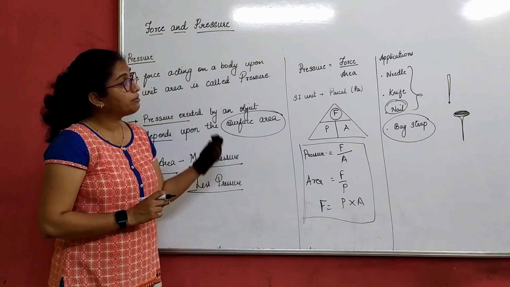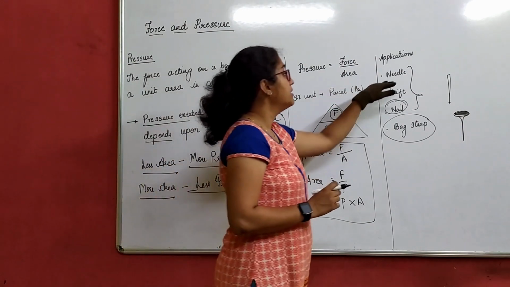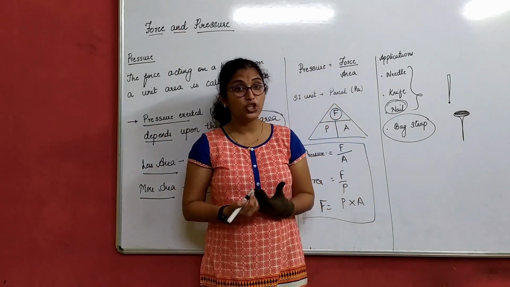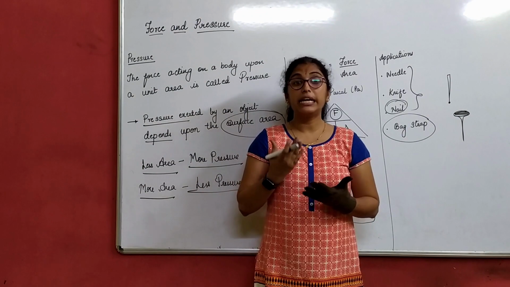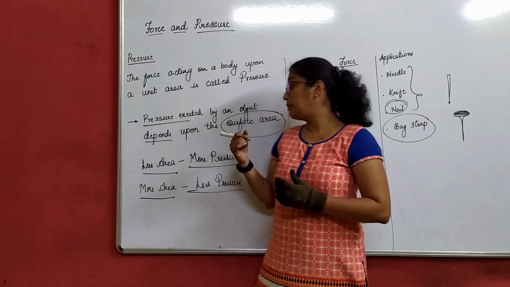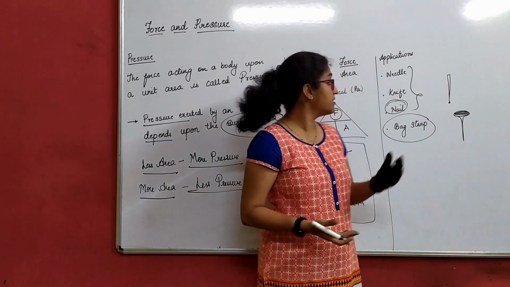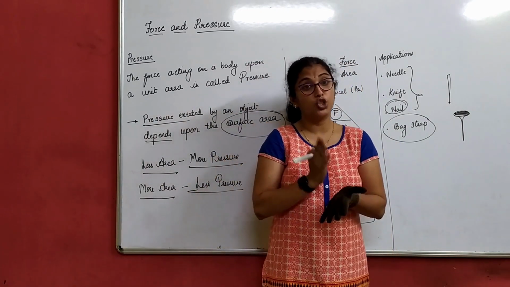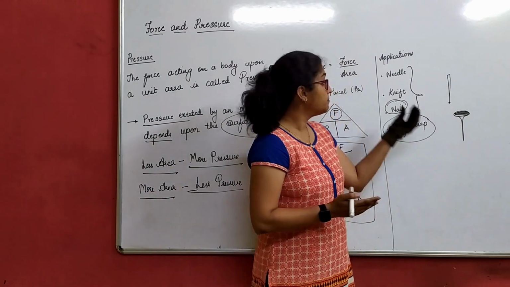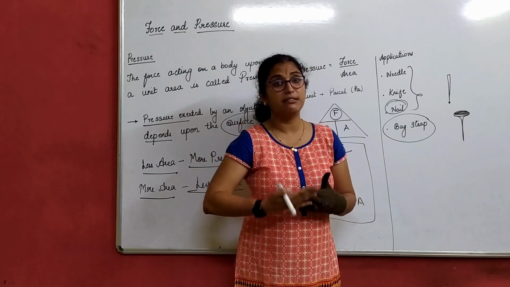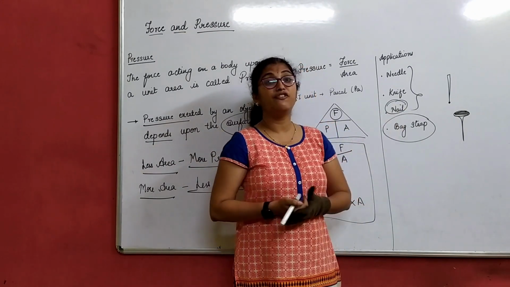Again, I would like to tell the same thing. We use the sharp or pointed end of the needle for stitching because as the surface area reduces, the pressure exerted increases. We use the sharp end of the knife blade to cut or chop vegetables because as the surface area reduces, pressure exerted increases. Similarly for the nail.